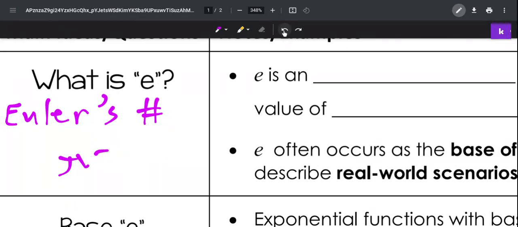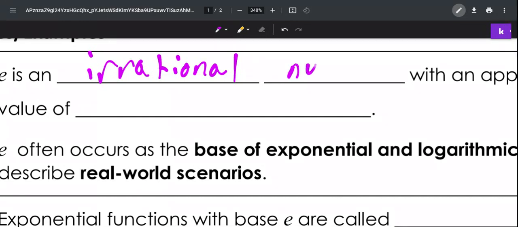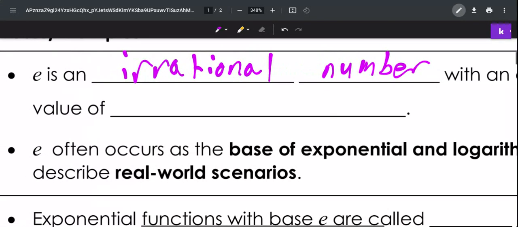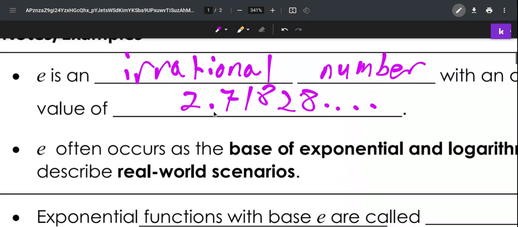So we've done that before in geometry. It's very similar. They're both irrational numbers. So e is an irrational number, and so is pi. It has the approximate value of 2.71828, and then it just keeps going. All right, so it's like about 2.7.